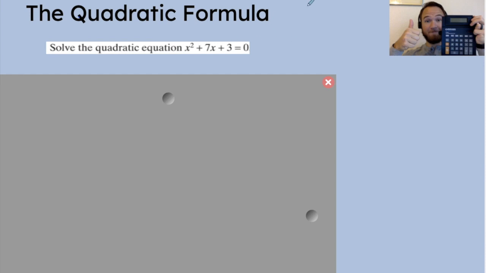No, the only things that multiply to be 3 are 1 and 3. Okay, so those add to 4. That's not 7. Okay, but this equation is still possible to be factorized.